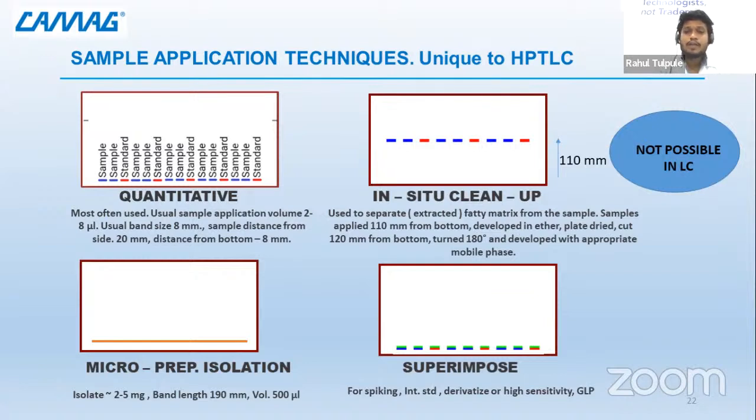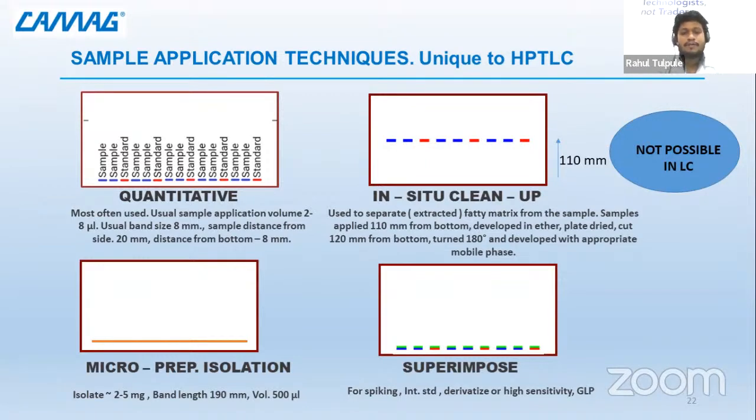Then in situ cleanup, here we apply at 110 millimeters above. It is used to separate the fatty matrices from the sample. First, it is developed in a different developing solvent, such as ether, and then the plate is dried so that the fatty matrix is separated from the sample. Then the plate is turned around 180 degrees, and the actual development of the plate with our initial analyte separating mobile phase is done.